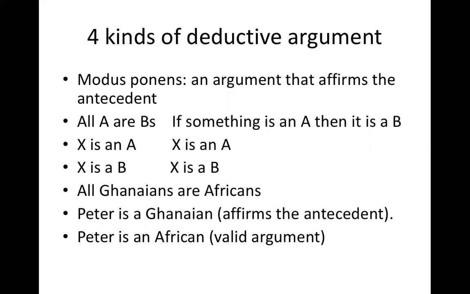Now, modus ponens is an argument that affirms the antecedent. All those arguments we were seeing that were affirming the antecedents, they are all modus ponens. For example, all A's are B's. X is an A, therefore X is a B. This is an argument that affirms the antecedent. Look at the conditional version. If something is an A, then it is a B. X is an A, therefore X is a B. So this is a modus ponens because it affirms the antecedent. All Ghanaians are Africans. Peter is a Ghanaian, therefore Peter is an African.